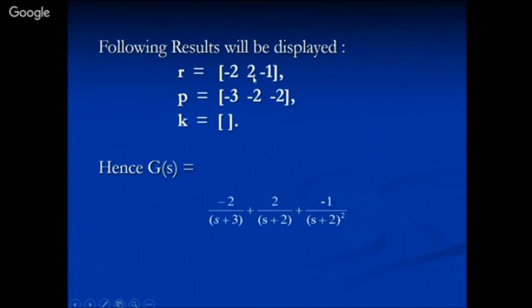R is minus 2, 2, minus 1. Poles are minus 3, minus 2, minus 2, so it is a double pole here. Okay, so minus 2 is repeating. That's why when you write the function g of s, it is s plus 2 and s plus 2 the whole squared. Here minus 2 is the residue and the pole is s plus 3, that is minus 3 is the pole. And k, there is no constant outside, so k is a null vector there. So this is how you will get the polynomial.